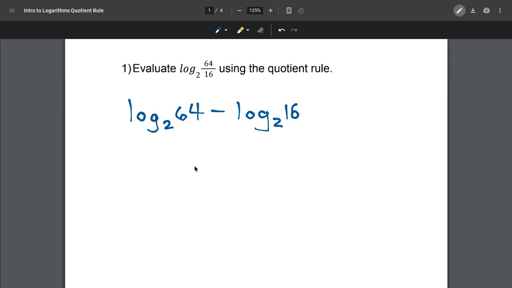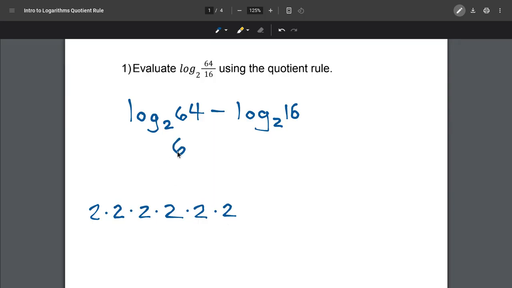Okay, so what is log base 2 of 64? Well, I have to think of how many 2's I need to multiply together to get 64. So if I do 2 times 2, that gives me 4. Times 2 again, that gives me 8. Times 2 again, that gives me 16. Times 2 again, that gives me 32. And times 2 again, that gives me 64. So I have 1, 2, 3, 4, 5, 6 2's.